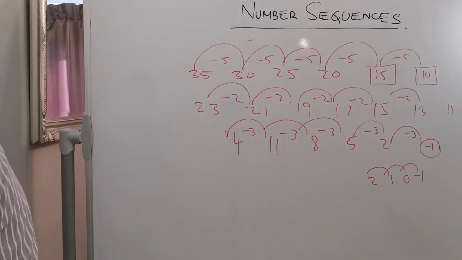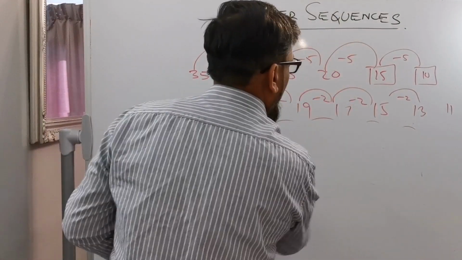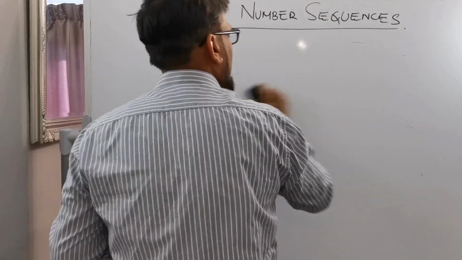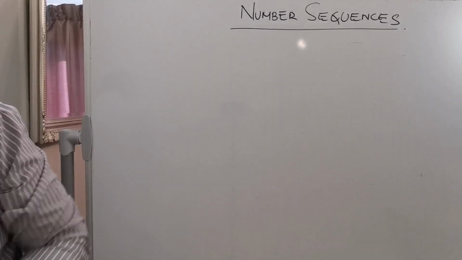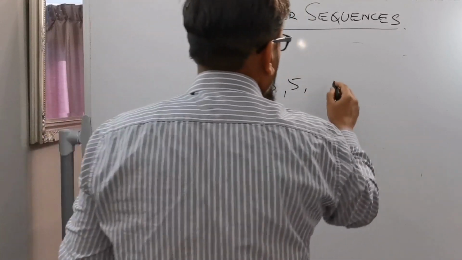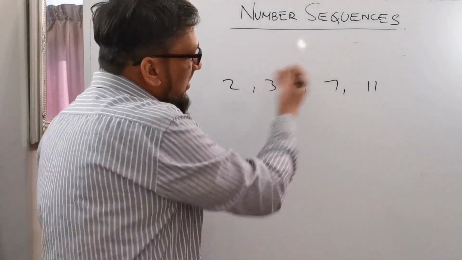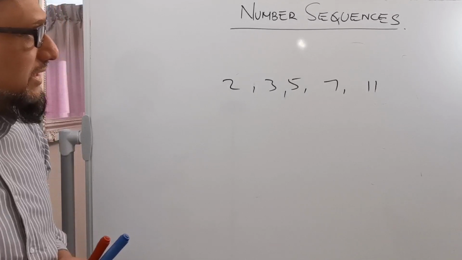Now, if I'm going to ask you about this sequence, you can pause and try: 2, 3, 5, 7, 11. Can you guess? This is the sequence. You can pause this video now and try to solve for the next two numbers.